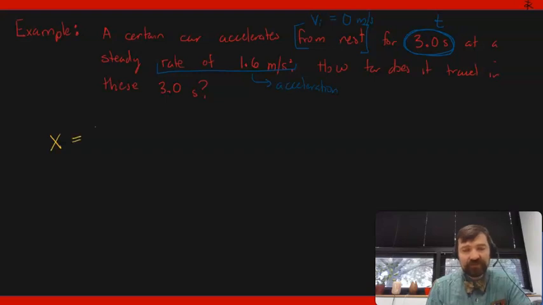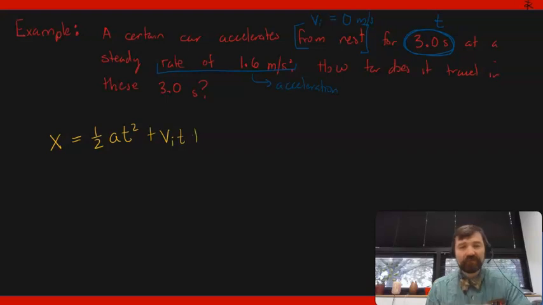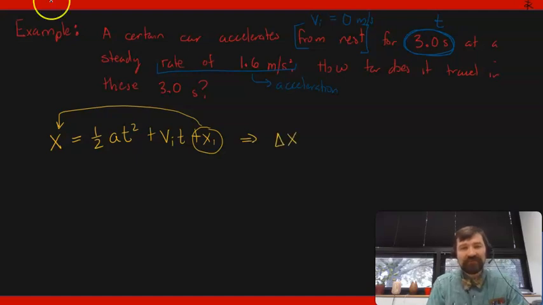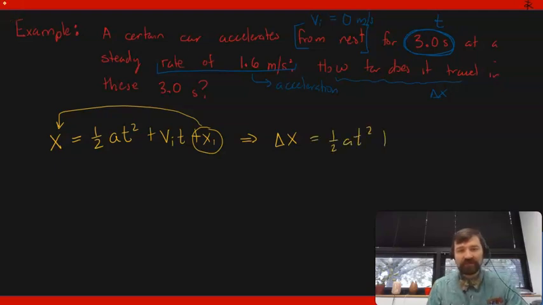This is the scalar version of this equation. You'd use 1/2 at squared plus v initial t, plus x initial, although x initial kind of gets lumped over here into a delta x. So how far does it travel? How far does it travel? This is a delta x term. Delta x becomes 1/2 at squared plus v initial t.